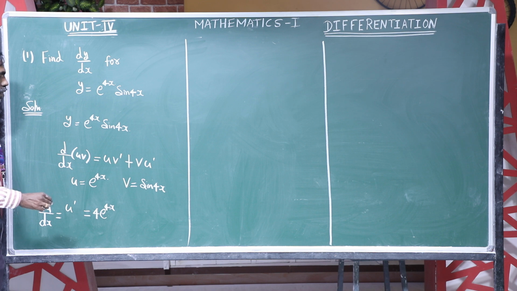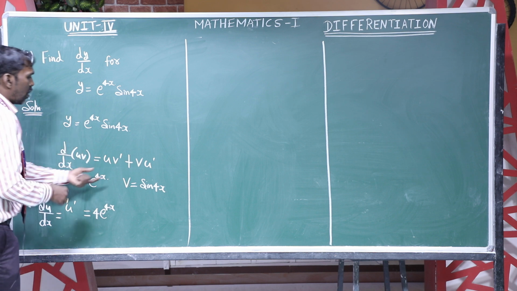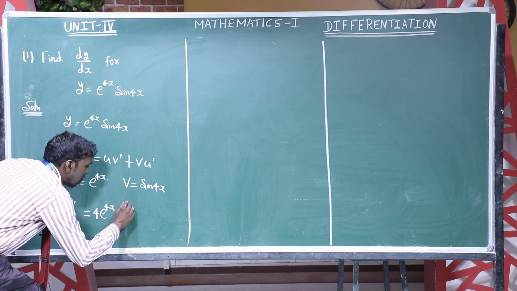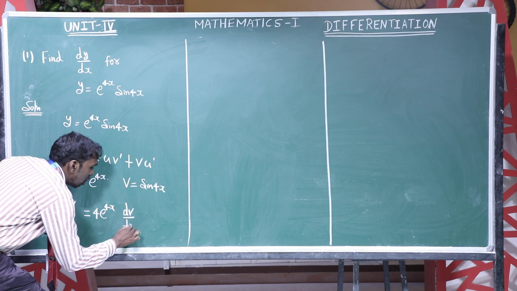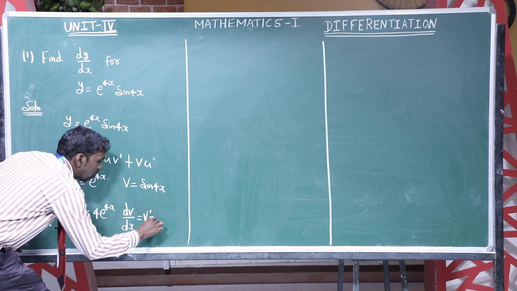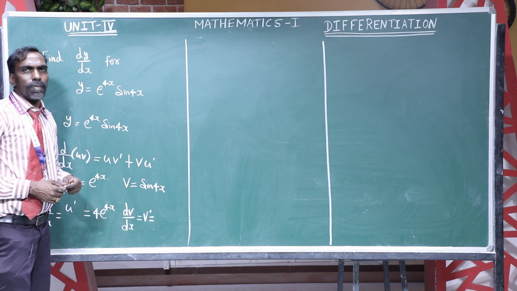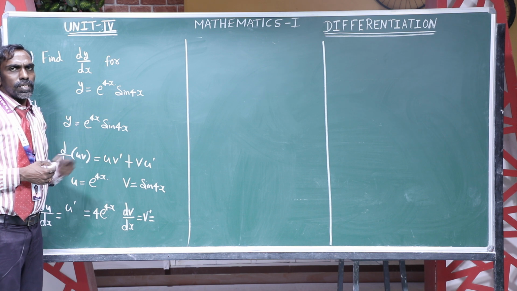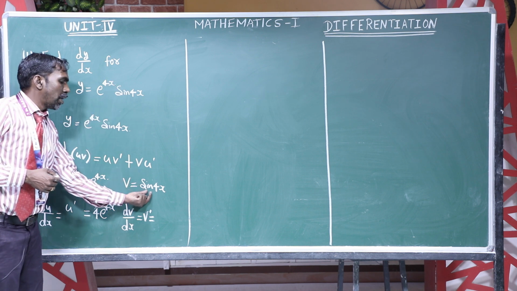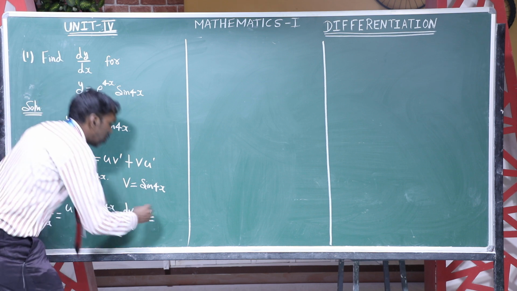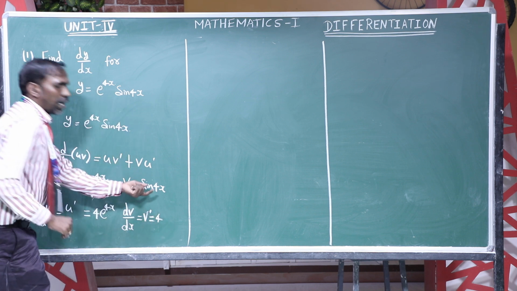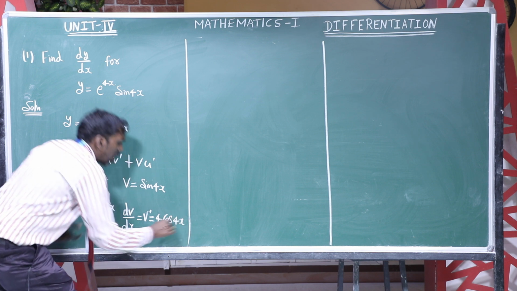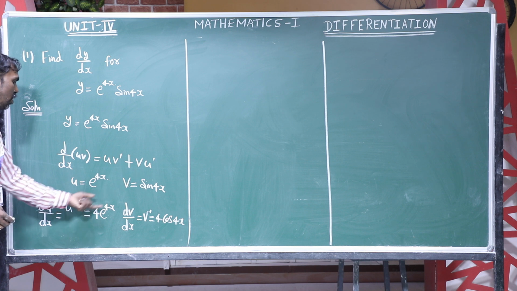Now we can find v dash. What is v dash? This is called dv by dx, the derivative of the v function. So here v dash equal to what? What is the formula for sin ax? The derivative of sin ax is a cos ax. Here a is 4, so v dash is 4 cos 4x. Now we have u dash and v dash.